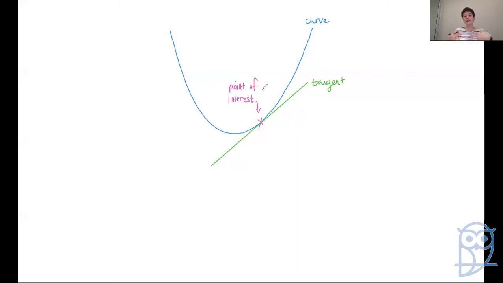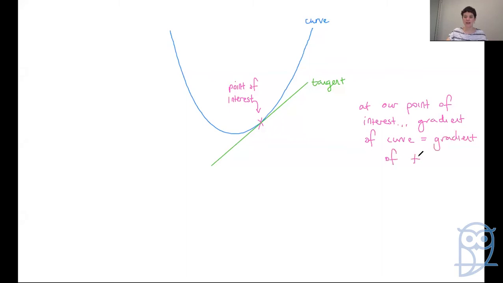What is so amazing is that when this tangent hits this curve, they've got to touch each other but not cross, which means that for that split second where they touch, they must have the same gradient. So at our point of interest, gradient of curve equals gradient of tangent. So the value of our estimation is actually about the quality of our tangent.